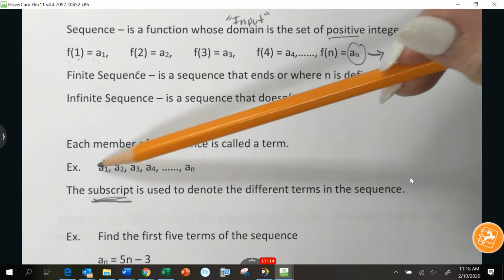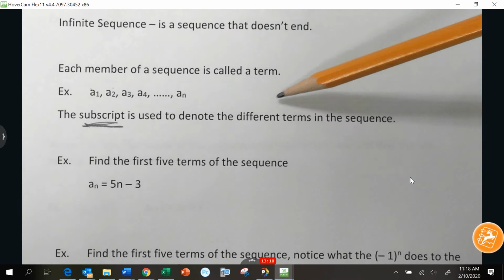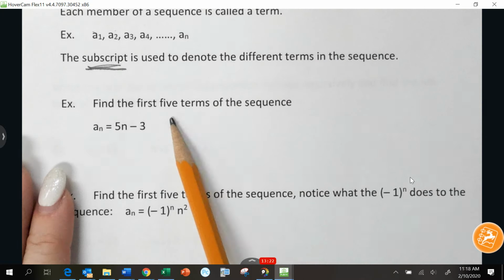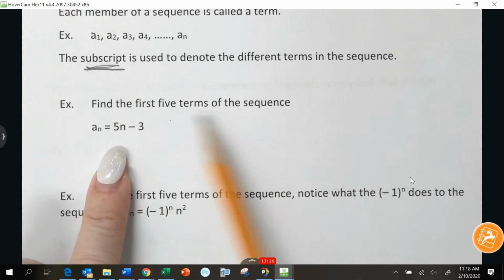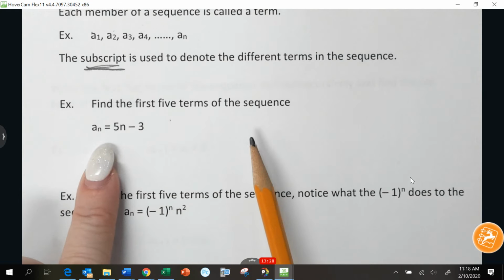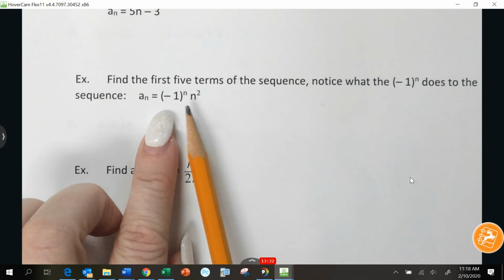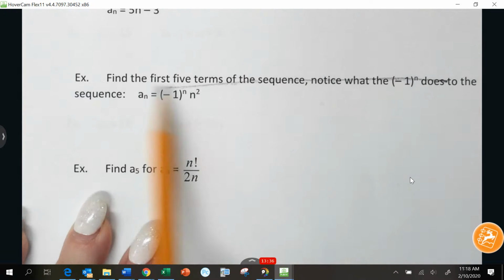Each member of the sequence is called a term. The subscript is used to denote the different terms. We did this on the other set of notes that you downloaded with a partner. We've already done find the first 5 terms. I'm not going to do that one, and I'm not going to do this one either. We've already done those.